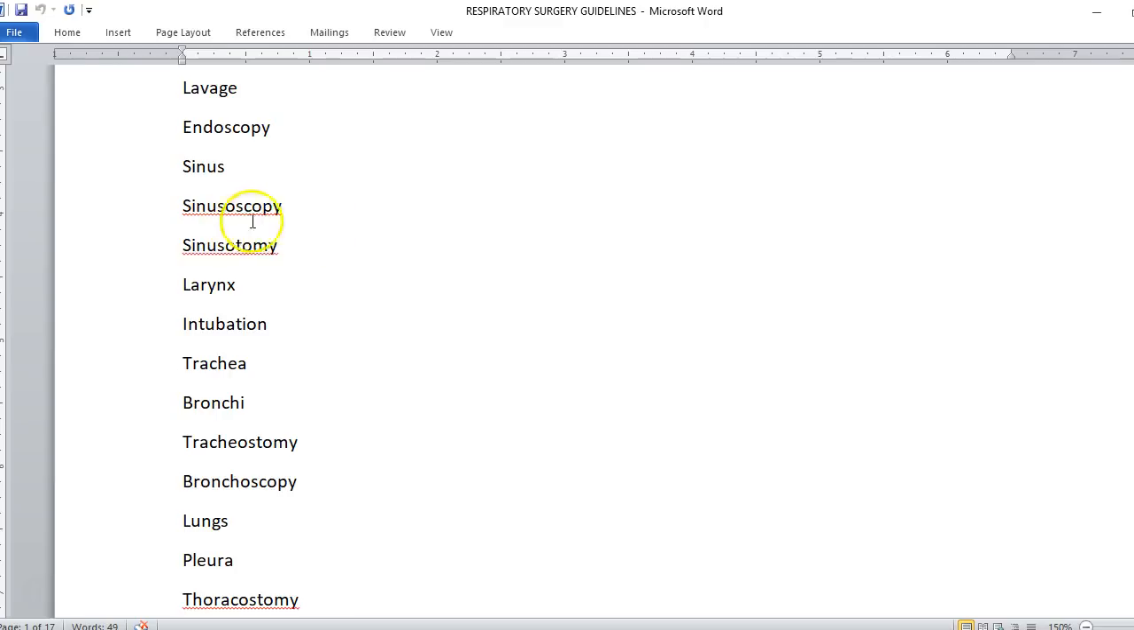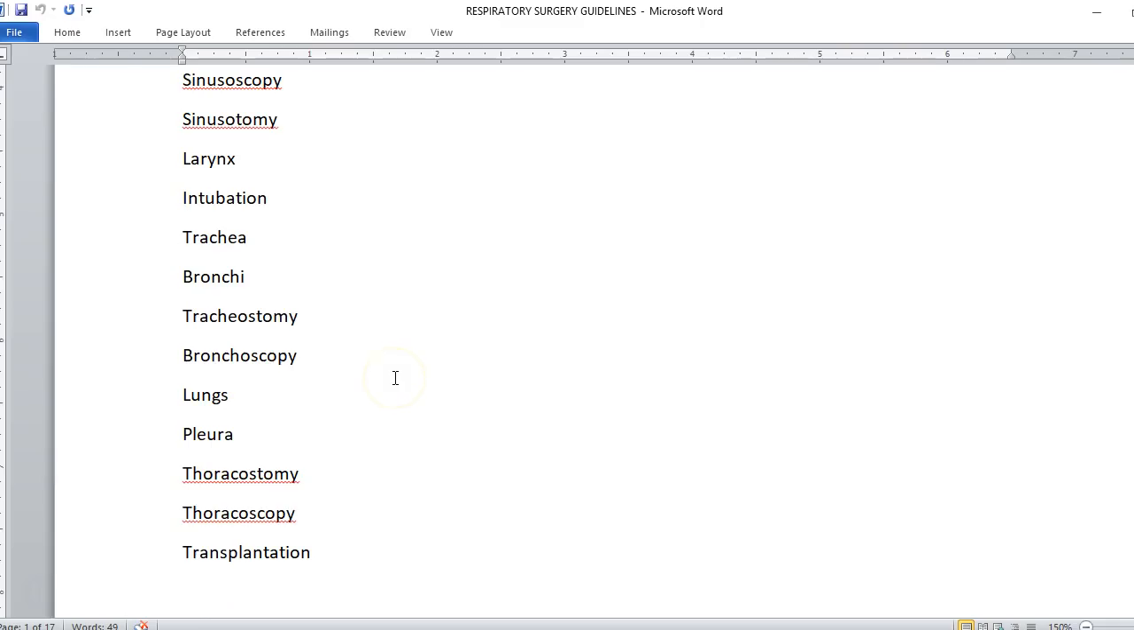So sinusoscopy, scoping directly into the sinus. Sinusotomy, making an incision into the sinus. Of course, we can also look up larynx, okay, our throat. Intubation, which is establishing an airway. Trachea. Bronchi or bronchus. Remember, we go back to med term. Remember, when we're talking about one part of the body, and then we're talking about the other side. So we have bronchi if we're talking about one side, and bronchus if we're talking about both sides.